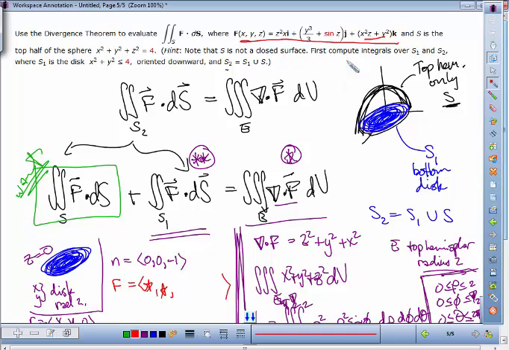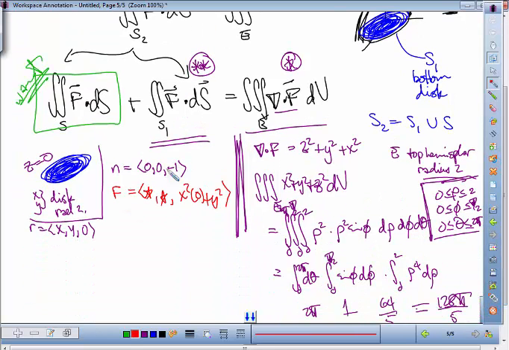So this is what I want. So 0, so x squared times 0 plus y squared. So I still get a y squared. So when you dot this, you get negative y squared. So F dotted with n is negative y squared.